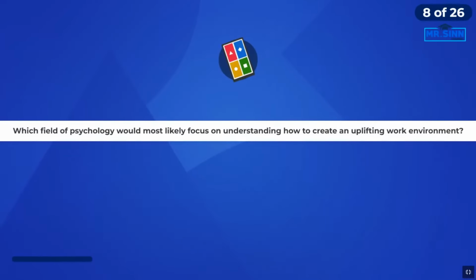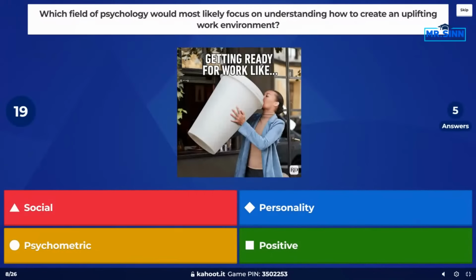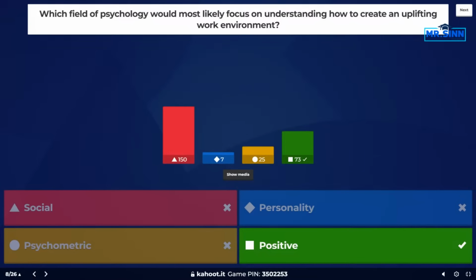All right. Here we go. Going up to the next one. Which field of psychology would most likely focus on understanding how to create an uplifting work environment? So we're looking here at an uplifting work environment. What do we got? So we have social, positive, psychometric, and personality. 3 seconds left on the clock. All right. And it is positive.